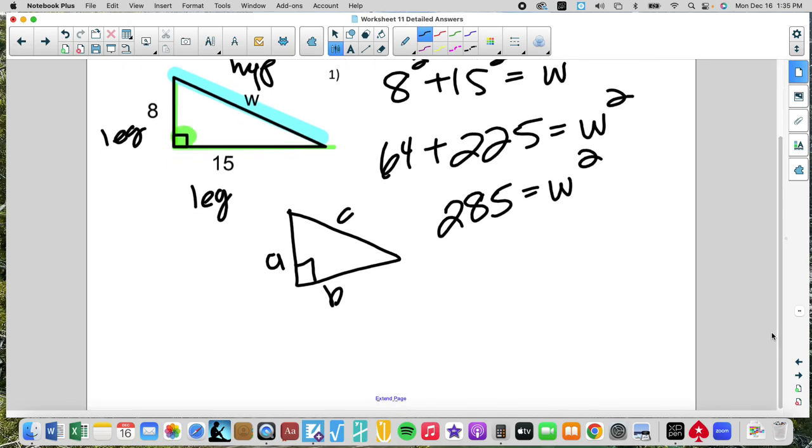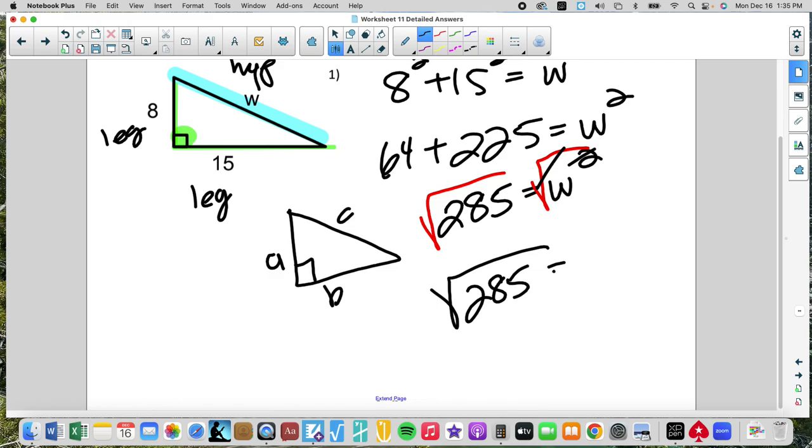So we want to solve for W, but it's being squared. What gets rid of a square? Yes, a square root. Very good, class. So that will cancel, and then we have to take the square root of 285 equals W.